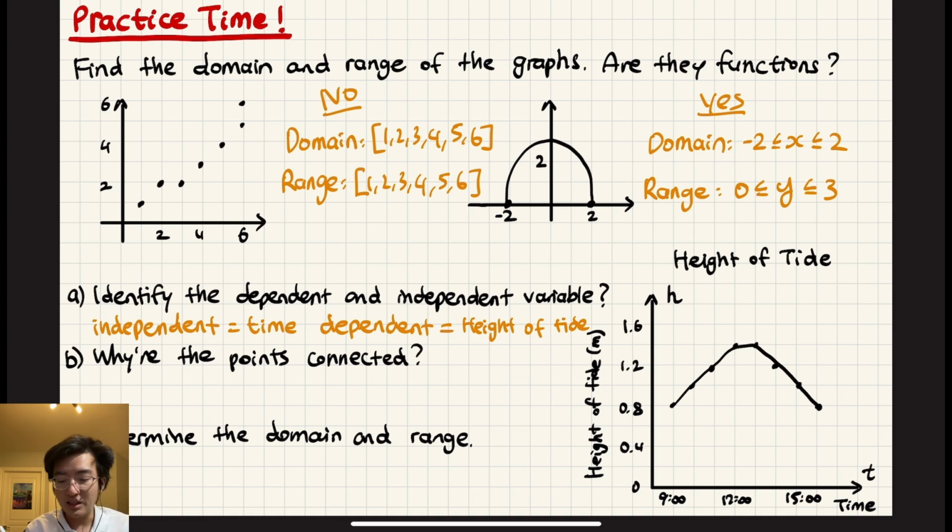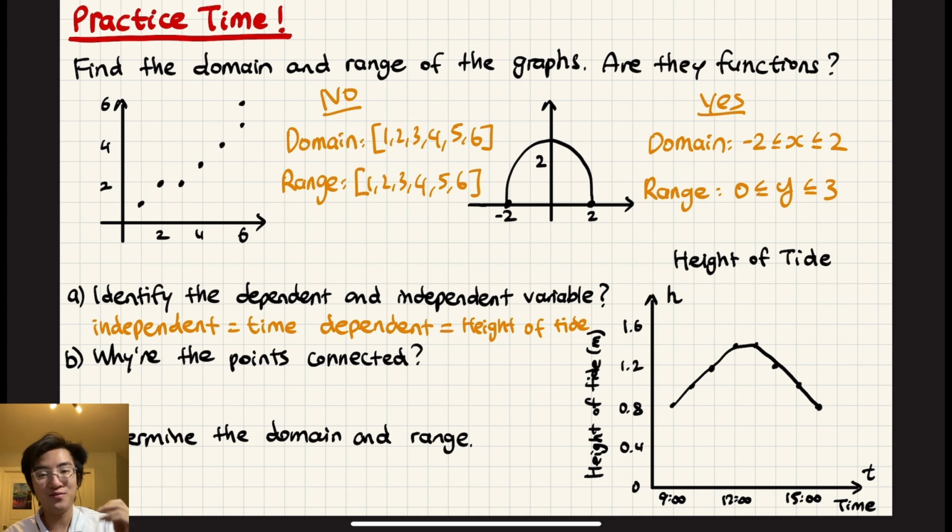If we could see here, if we were to say draw a line here, at what is this? That's 9:30. At 9:30, we see that the tide will be around 0.9 meters. Or in this case, the height at 11:45 will be around, what is this, 1.25 meters. And as we can see, this is why they are connected, because both of our variables can be continuous. They're not distinct objects.